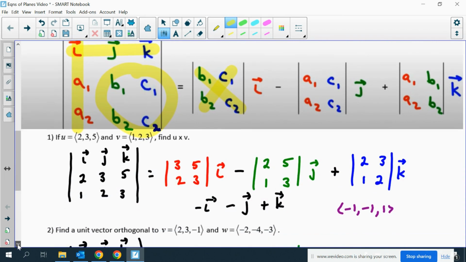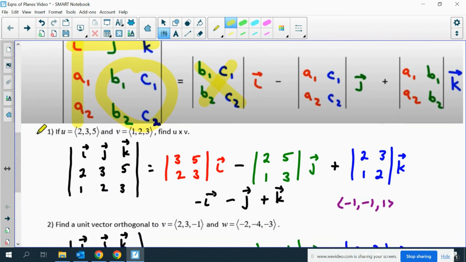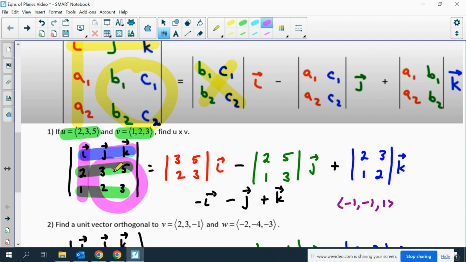So here's an example one more time to find the cross product of two vectors. If I have vector u and vector v, I take u, put it here, I take v and put it here, and then I put i, j, k up top. If I want to find the cross product, I put i, eliminate the row and column that it's in, then I take the determinant of 3, 5, 2, 3. That's 9 minus 10, so I get negative 1. So negative 1i.